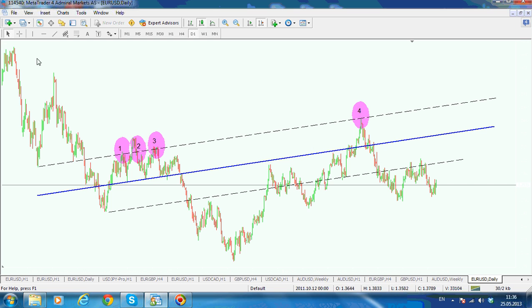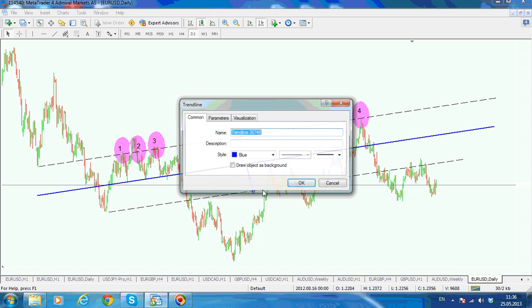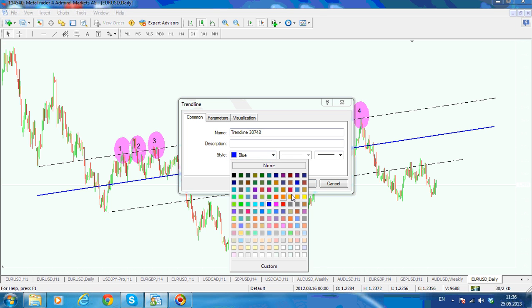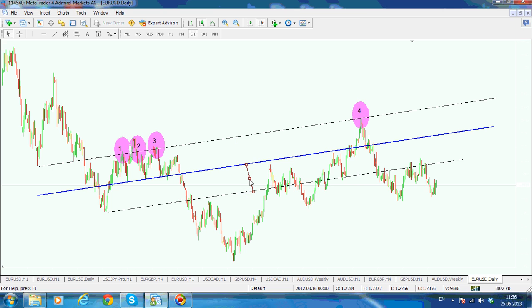Now if you measure the length of this channel like this, let's make this one a different color, for example brown. If you measure the length of this channel and project it to the downside like this, you have the exact values of where price hesitates. Now why is this important in terms of market geometry?